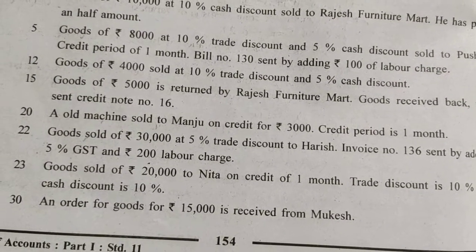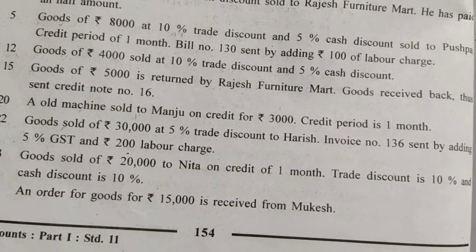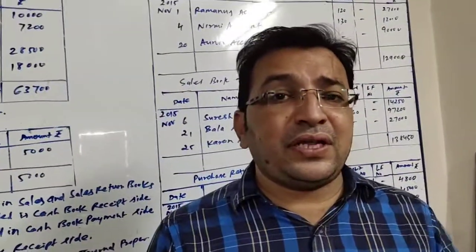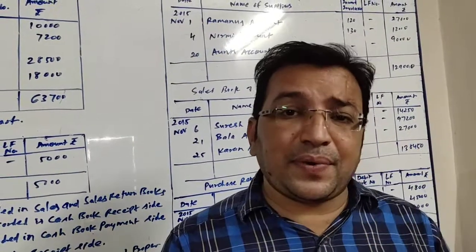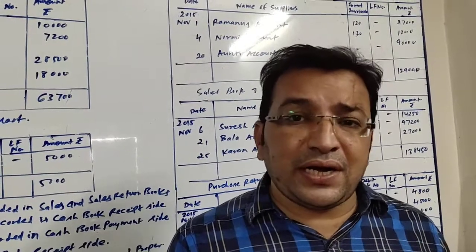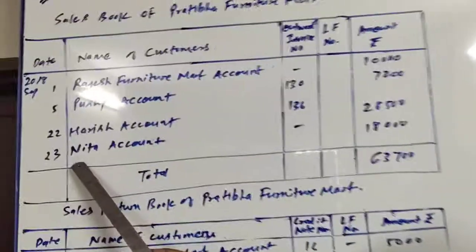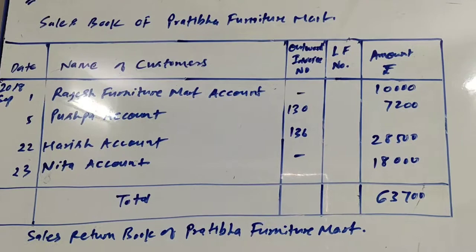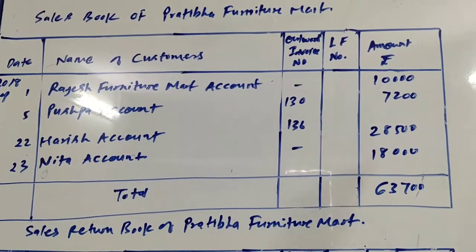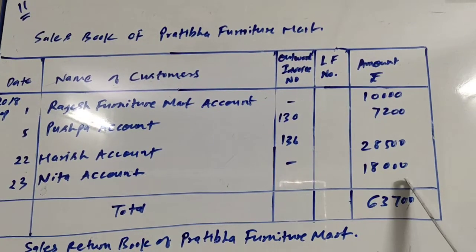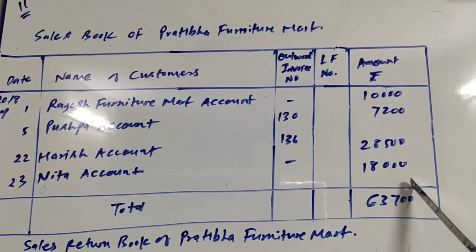Goods of rupees 20,000 sold to Nita on credit of 1 month. Trade discount is 10% and cash discount is 10%. Here we are selling goods of rupees 20,000 to Nita at 10% trade discount. As it is a credit sale of goods, it will be recorded in the sales book. So here it is the 23rd date, Nita account, 20,000 is the goods amount, 10% trade discount is applicable. 10% of 20,000 will come to 2,000. We will deduct 2,000 from 20,000, so 18,000 will be recorded in the amount column.